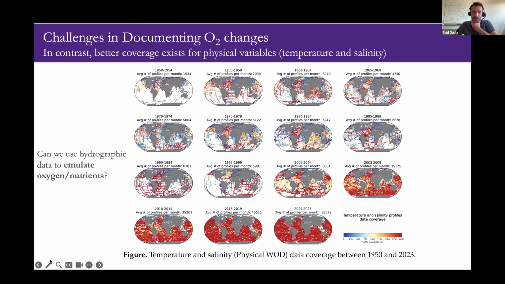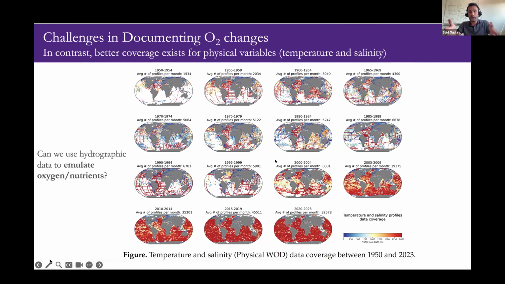And from here, the idea that we wanted to go through is to use the better observational coverage that is present in hydrographic data networks. And we basically used physical observations, so basically temperature and salinity, because they present a much better spatiotemporal coverage, particularly after the Argo era, after year 2000.